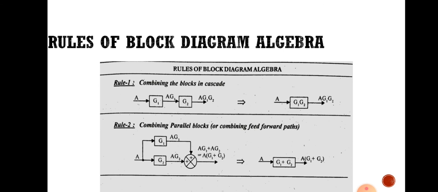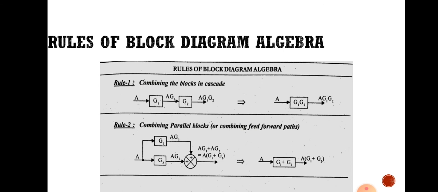And the second rule is combining parallel blocks, or combining the feed forward path. Here in the figure there are two paths, and these two paths are parallel. See, first of all, the input is A, and the input directly goes to G2, and also goes to G1. The output of each block will be AG1 and AG2. The next section is a summer, where we sum these two outputs. So the output of the summer will be AG1 plus AG2, and A is common and can be taken outside, so it becomes A into (G1 plus G2).